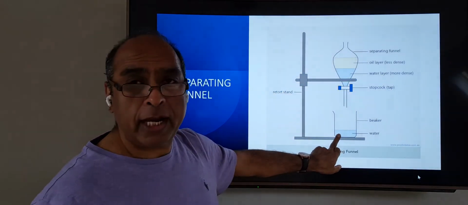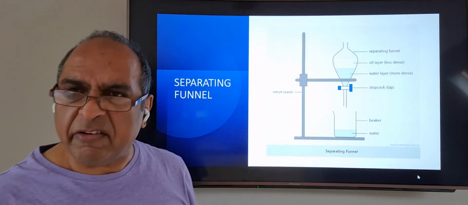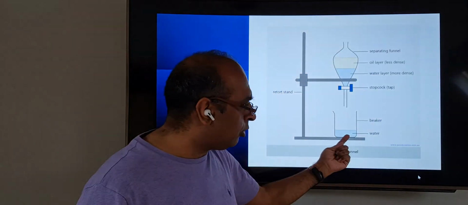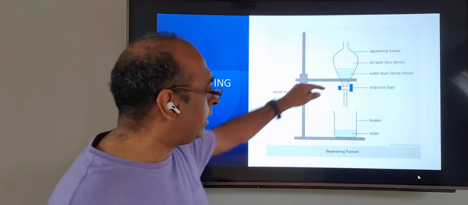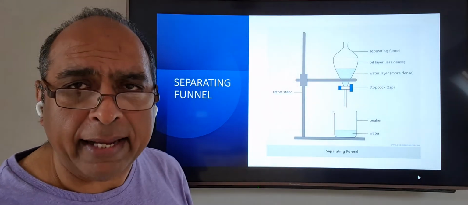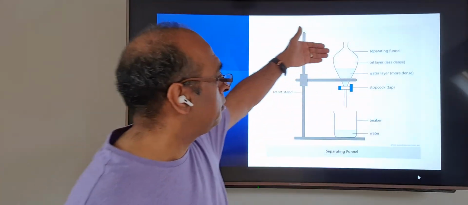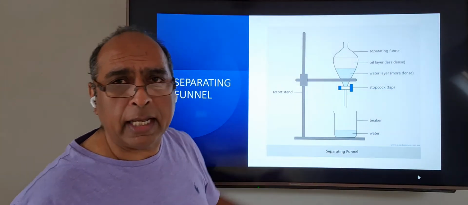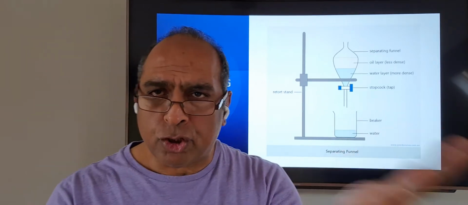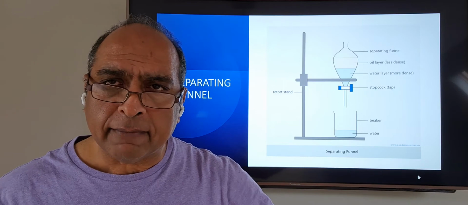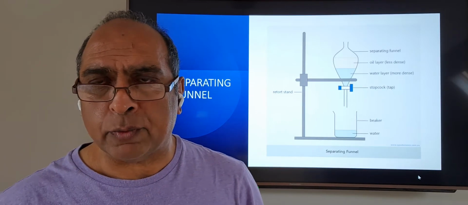Then you change the beaker. So get a different beaker, you've collected the water, change the beaker, fresh clean beaker, and open the stop tap again. And now you let the remaining liquid, the oil, out into a second beaker. So you'll have your two beakers, one with water and the next one you've collected with oil.